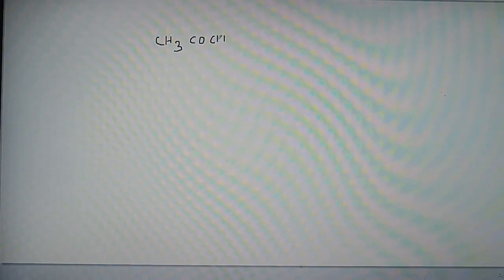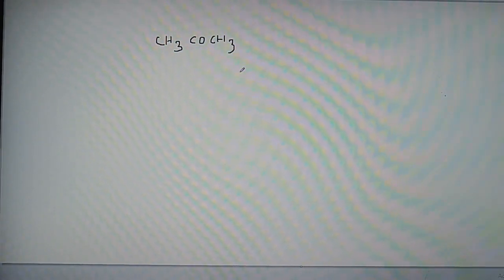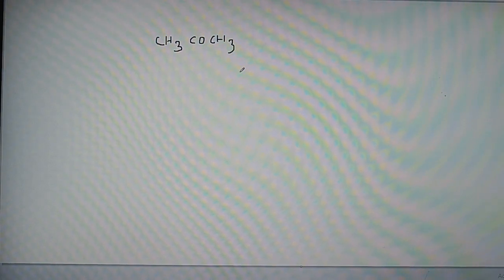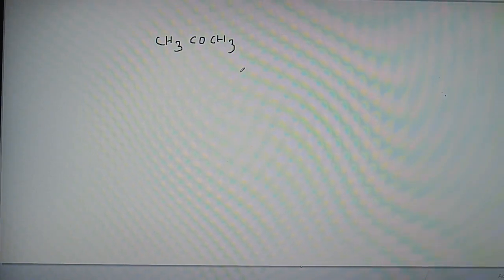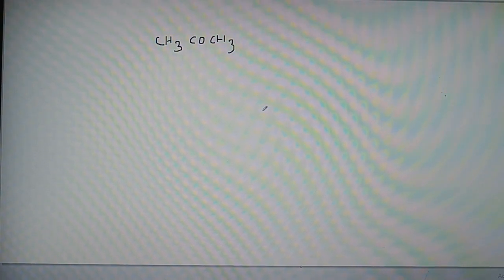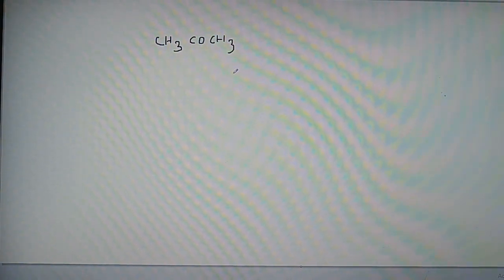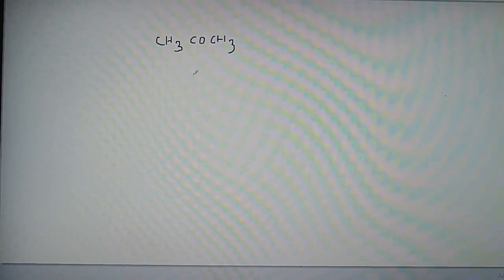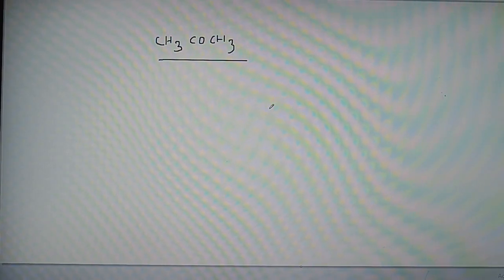So it will be C2H6CO. Normally it will be CH3CO, even for the aldehydes. In aldehydes, this side is open, so I can change. It's CH3COCH3. What is the name of this compound? Propanone.